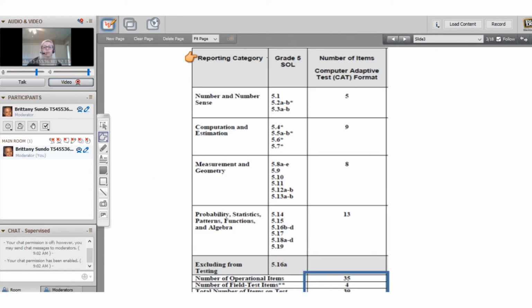This is the blueprint for the reporting category and number of items that you can expect on your SOL. There are 5 questions under number and number sense, 9 questions under computation and estimation, 8 questions under measurement and geometry, and 13 questions under probability, statistics, patterns, function, and algebra. There are a total of 35 operational items. 4 test items are field test items. It means that they will not count against the student's score. And it's difficult to see at the bottom. It got cut off a little bit, but there will be 39 total number of items on the test.